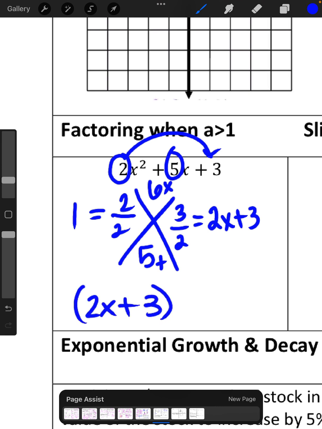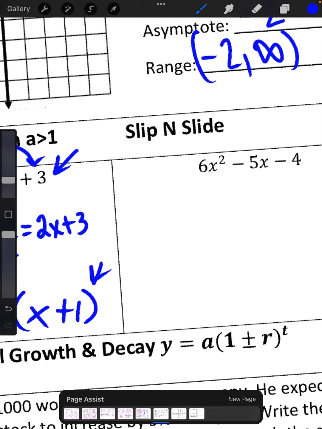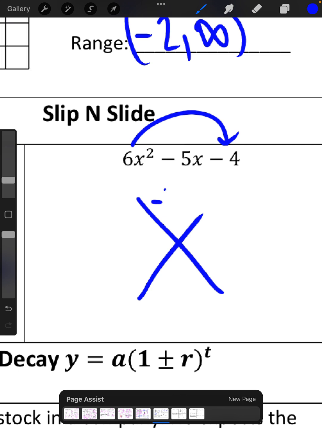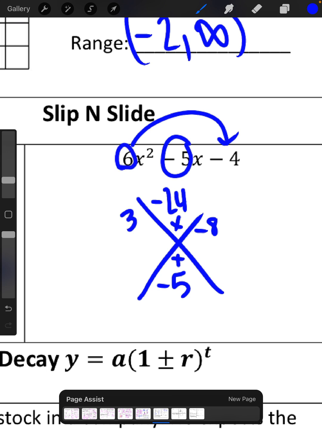So what I've got is 2x plus 3 times x plus 1, and if you put this and this in the calculator, they'll give you the same parabola. Same thing here, I'm just going to do the X method. So 6 times -4 is -24, -5 goes on the bottom. So I need two numbers that will multiply to give me -24, but add to give me -5. And that is going to be, let's see, -8 and +3. Yeah, that works. -8, +3.